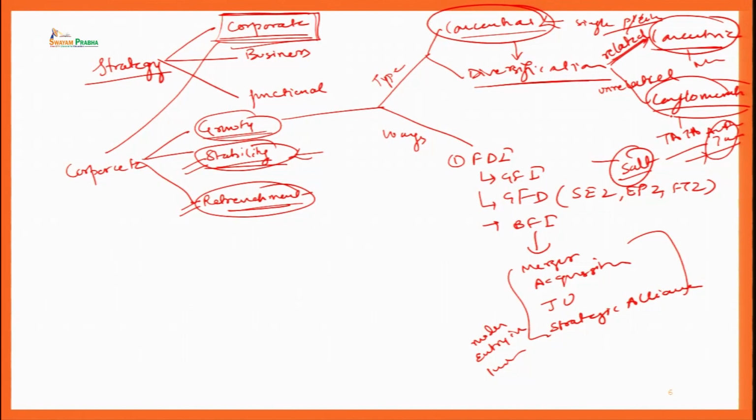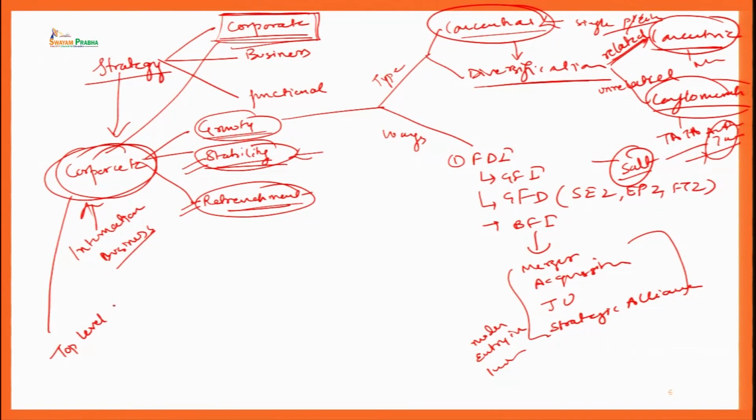So we have understood that as far as strategies are concerned, strategies are going to be formed at the level of the corporate when it comes to international business. When it is related to international business, it is going to be formed by the corporate people. And who are the corporate people? These are the top level management: the CEO of the organization, maybe some managing director, and the board of directors.